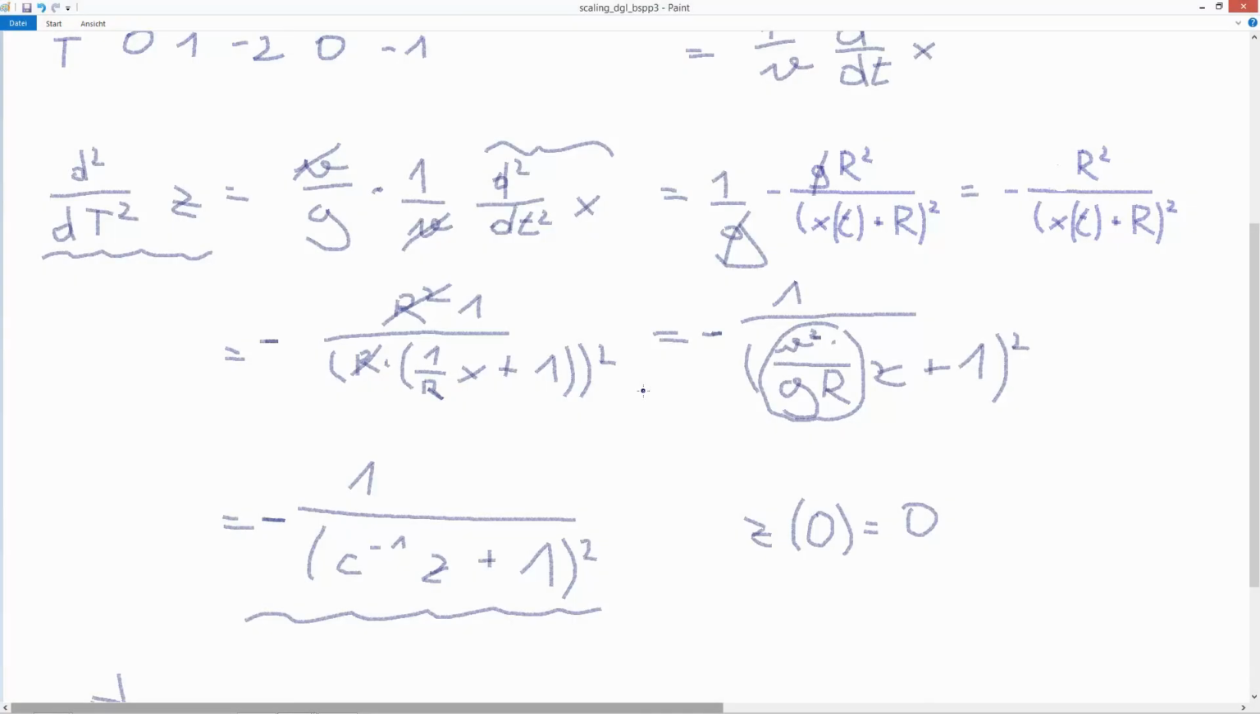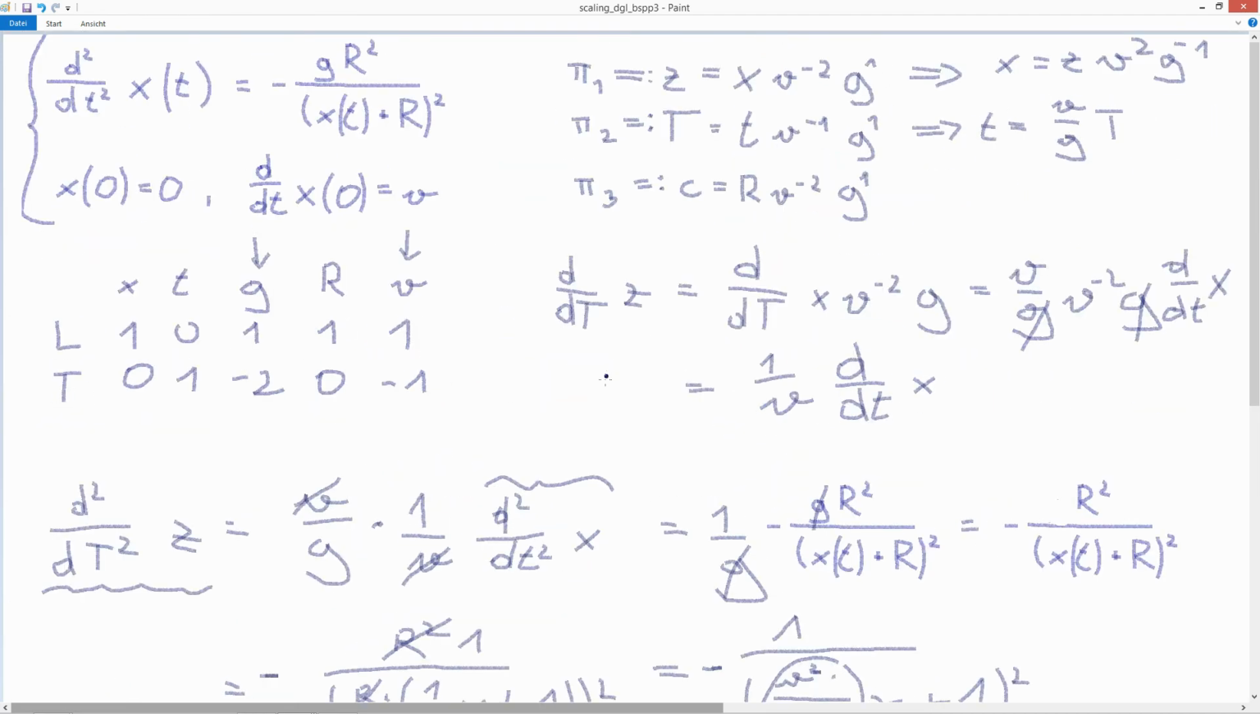Okay, I hope this video was helpful and showed you the basic concepts of scaling a differential equation. If you want to try it yourself, you can, for example, choose these two columns here, and after that try to calculate the pi factors. Then you can define new variables like here, and then use these variables to scale the differential equation.